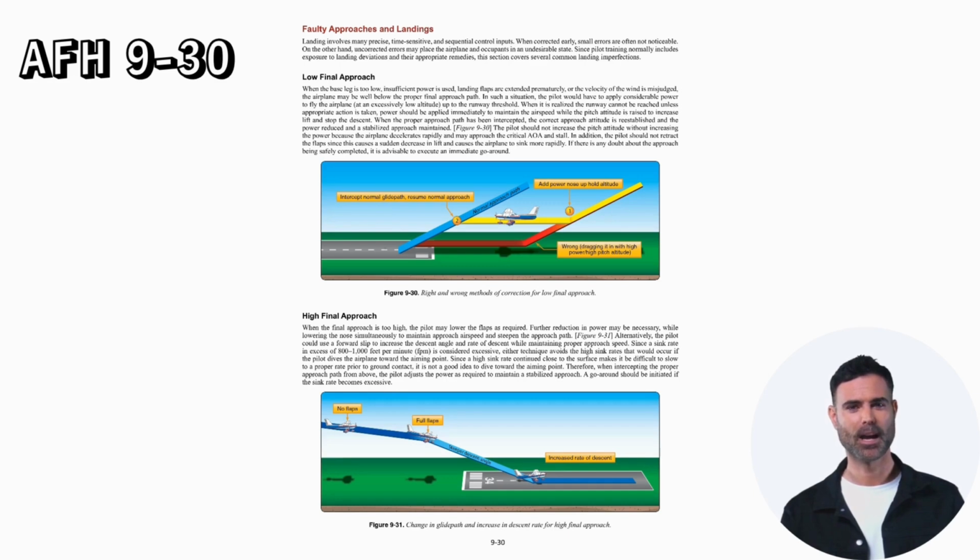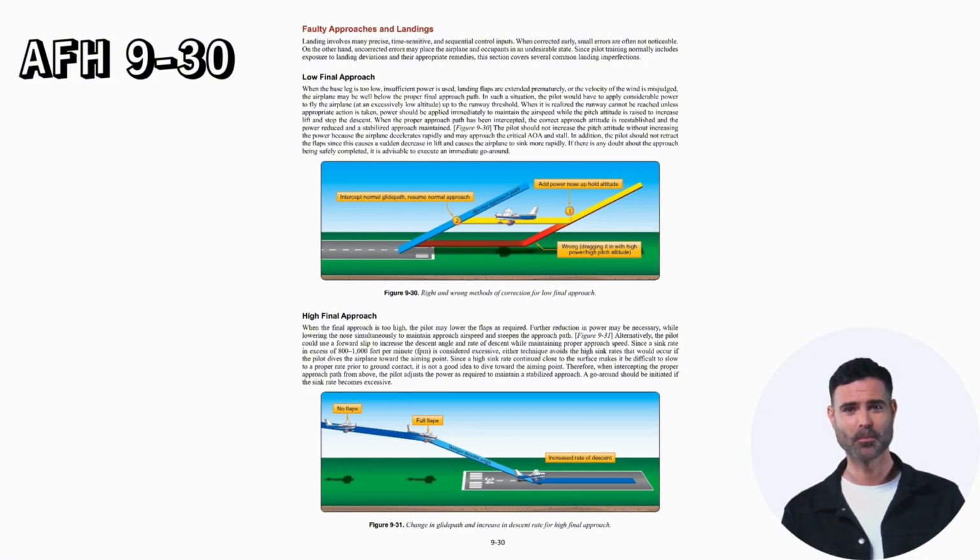When the proper approach path has been intercepted, the correct approach attitude is re-established and the power reduced and a stabilized approach maintained. The pilot should not increase the pitch attitude without increasing the power, because the airplane decelerates rapidly and may approach the critical AOA and stall. In addition, the pilot should not retract the flaps, since this causes a sudden decrease in lift and causes the airplane to sink more rapidly. If there is any doubt about the approach being safely completed, it is advisable to execute an immediate go-around.